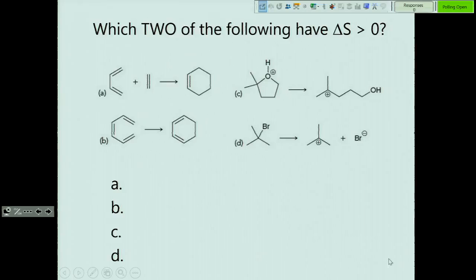Okay? So here's a question. There's two reactions here that have a positive delta S. Based on what we've said and what you see, which two have a positive change in entropy?